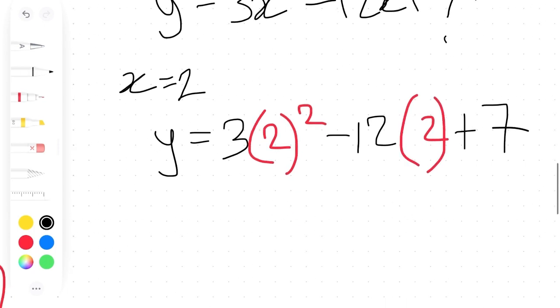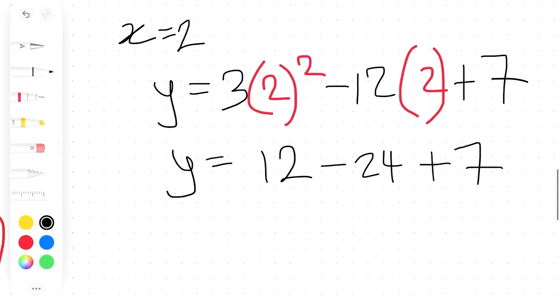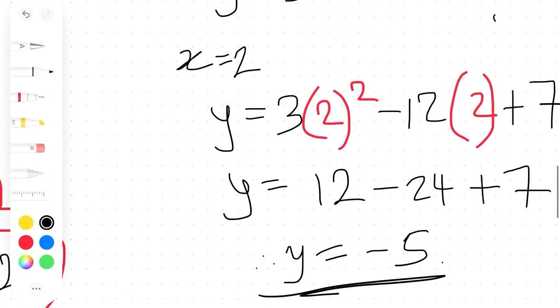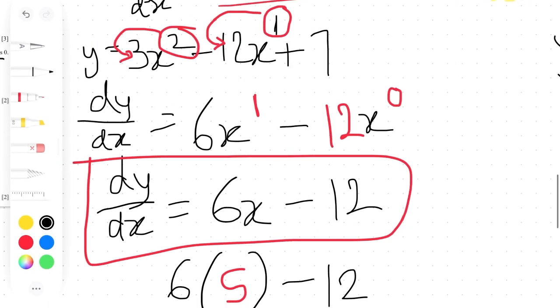Like this, and solve for y, this would give us 12 minus 24 plus 7. Therefore, y is equal to -5. So now we have x being equal to -2, we know that, and y is equal to -5. And that gives us our coordinates of (-2, -5). So that's the answer for that one.